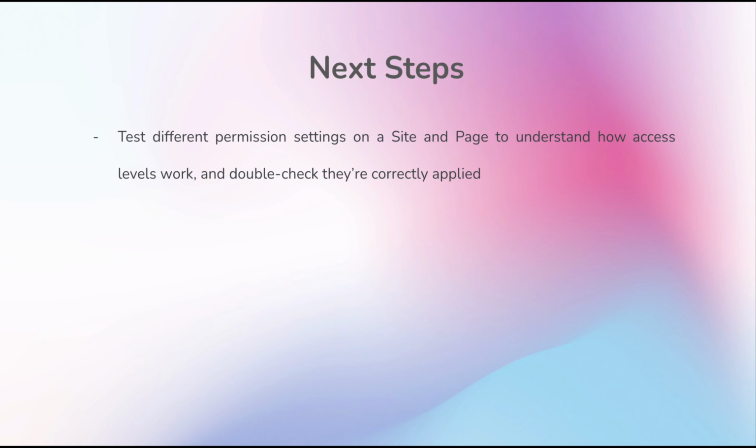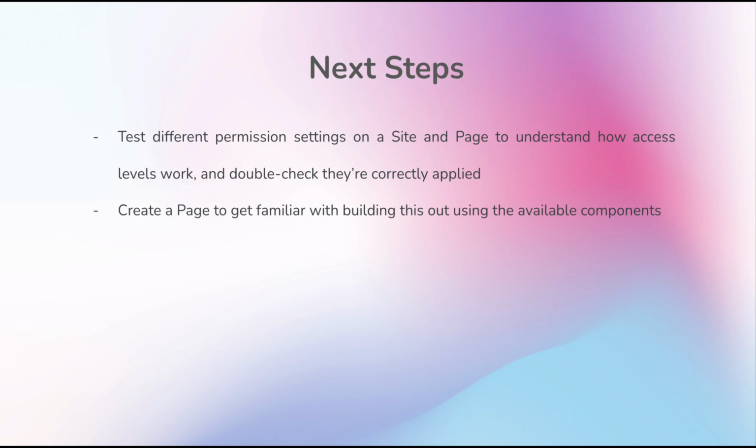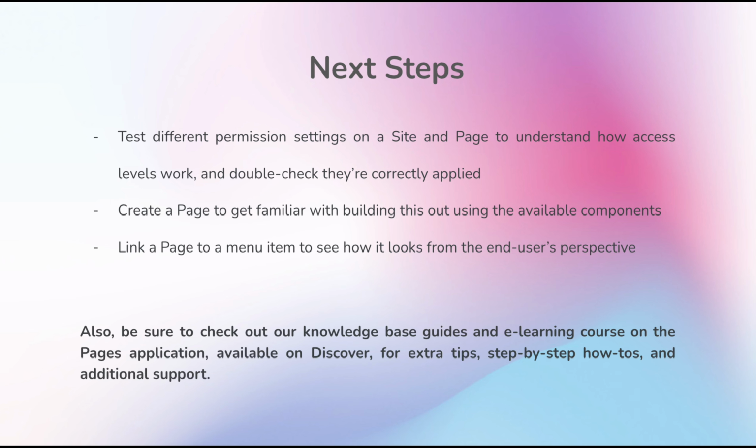For the next steps, test different permission settings on a site and a page to understand how access levels work and double-check they're correctly applied. Create a page to get familiar with building this out using the available components. Link a page to a menu item to see how it looks from the front-end user's perspective. Also be sure to check out our knowledge-based guides and e-learning course on the Pages application, available on Discover for extra tips, step-by-step how-tos, and additional support.